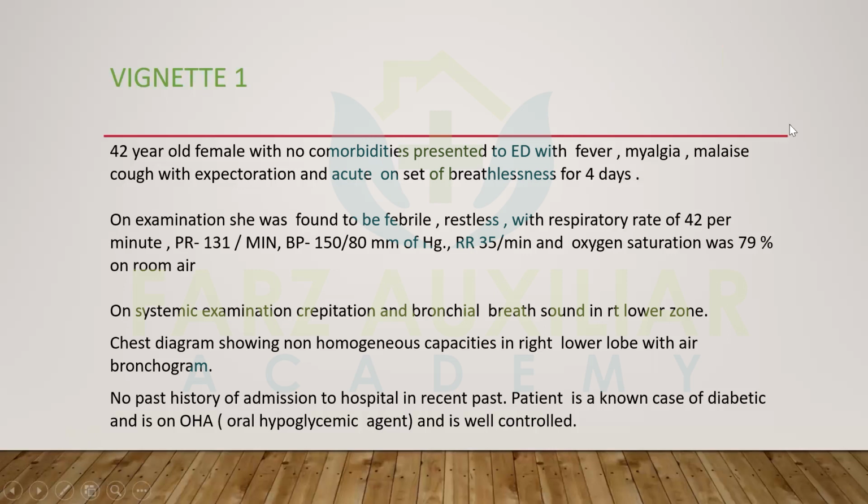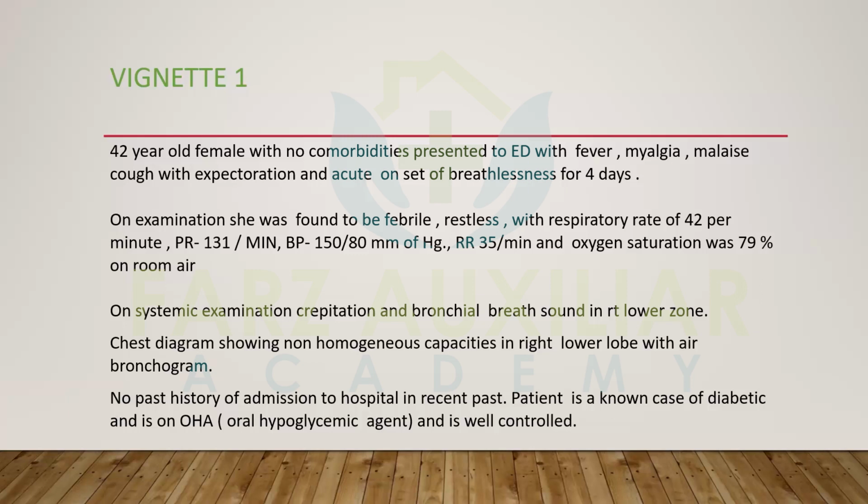42 years old female with no comorbidities presented to emergency department with fever, myalgia, malaise, cough with expectoration and acute onset of breathlessness for 4 days. On examination, she was found to be febrile, restless, with respiratory rate of 42 per minute, pulse rate 131 per minute, blood pressure 150/80, respiratory rate 35, and oxygen saturation 79% on room air. On systemic examination, crepitation and bronchial breathing sound in right lower zone.